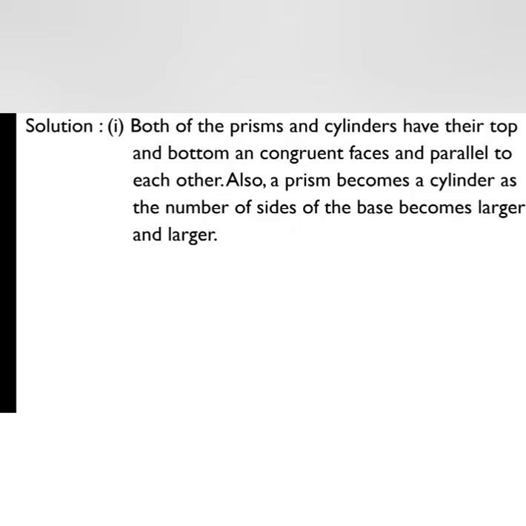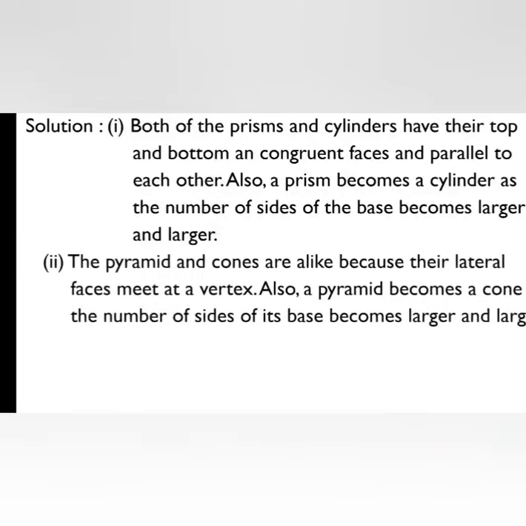And furthermore, a prism also becomes a cylinder as the number of sides of the base becomes larger and larger. Yes, a prism can be converted into a cylinder if the number of sides of the base is increased; your prism will become a cylinder. Now question number 2: a pyramid and a cone are given.